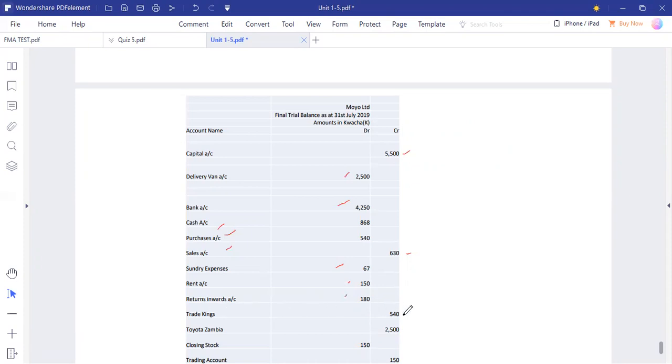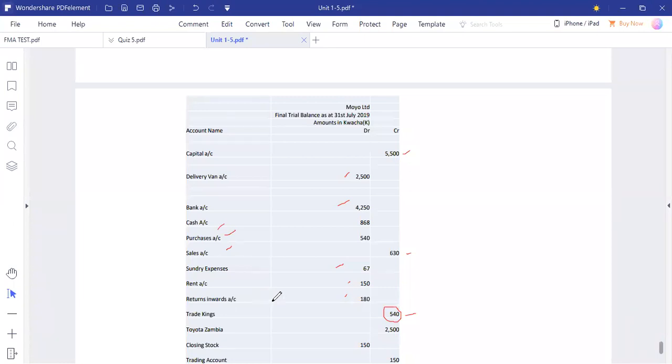Trade Kings. Why is Trade Kings on the credit side? Can somebody quickly explain? Trade Kings can only be on the credit side because they should be our what? Our creditor. If the amount was here on the debit side, we would simply have said that Trade Kings is our what? Our debtor. All right.